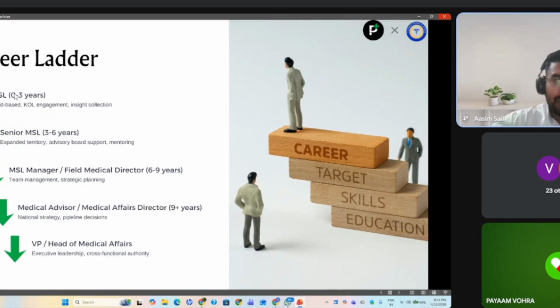Okay, advisory board support, mentoring, MSL manager, field medical director with 6 to 9 years of experience, team management, strategic planning, everything, medical advisor, medical affairs directors, national strategy, pipeline decision.